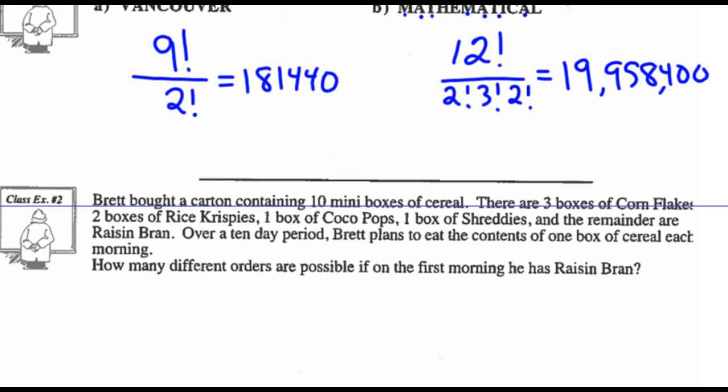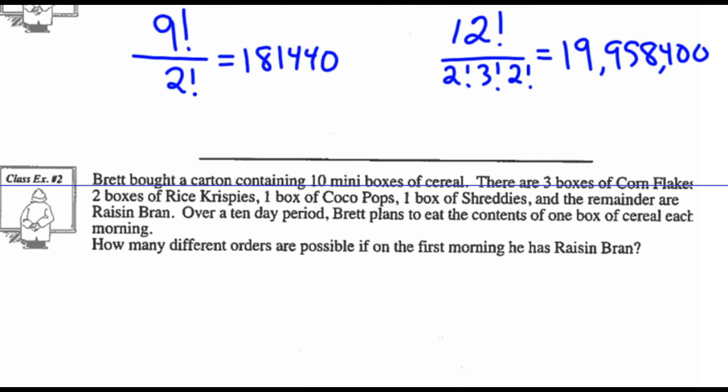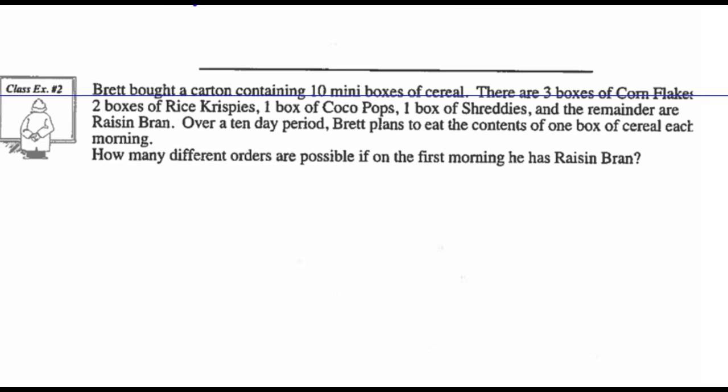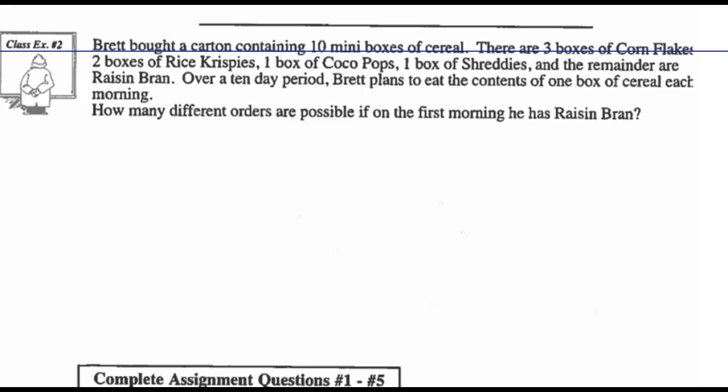Look at example 2. Brett bought a carton containing 10 mini boxes of cereal. There are 3 boxes of Corn Flakes, 2 boxes of Rice Krispies, 1 of Cocoa Pops, 1 of Shreddies, the remainder of Raisin Bran. Over a 10-day period, Brett plans to eat the contents of 1 box of cereal each morning. How many different orders are possible if on the first morning he eats a Raisin Bran?